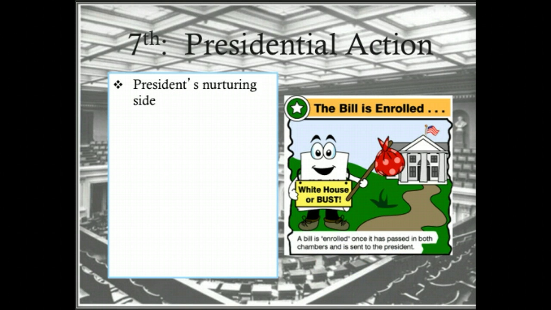All right, the president has a nurturing side. One of the president's informal roles is chief legislator, and he is his best lobbyist. He has a policy agenda that's based on his party's platform, and he needs to maintain his party's coalition. The way that he maintains his party coalition is making sure his promises are fulfilled.